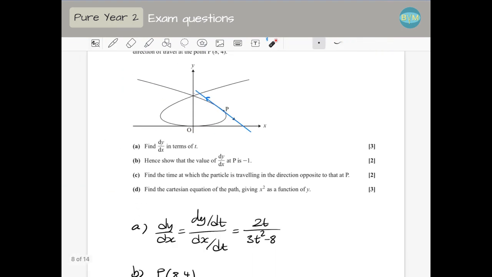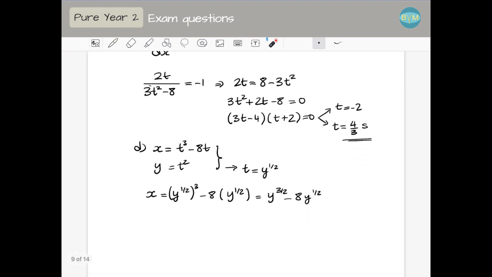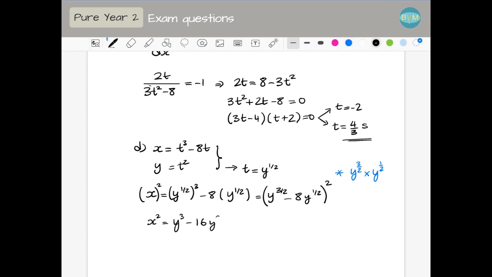They say give x squared as a function of y. So we are going to square this expression: the left-hand side and the right-hand side. So I have x squared, and then a binomial squared. The first term squared is y to the power of 3. Minus, because I have a minus, 2 times this one times this one. 2 times 8 is 16, and then y to the power of 3/2 times y to the power of 1/2. Remember, when I multiply powers, I add the exponents, so 3/2 plus 1/2 is 4/2, which is 2. So this is y squared. Then the last term squared is 64, and y to the power of 1/2 squared is y. And this is the expression that we are looking for, x squared in terms of y. And that's all for this question.